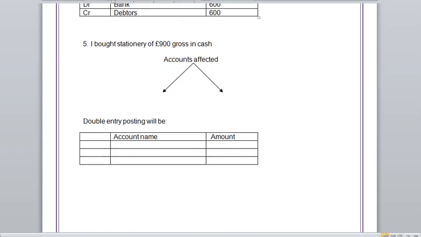The next one says, I bought stationery of £900 gross in cash. Gross implies that there is VAT charged on that transaction. So I then ask myself, what accounts will be affected and what amounts am I talking about? What did you buy? You bought stationery. So automatically stationery will be affected. You also had to pay VAT on that expense. So the VAT account will also be affected. And then you have paid the money, so your cash balance will be reducing.